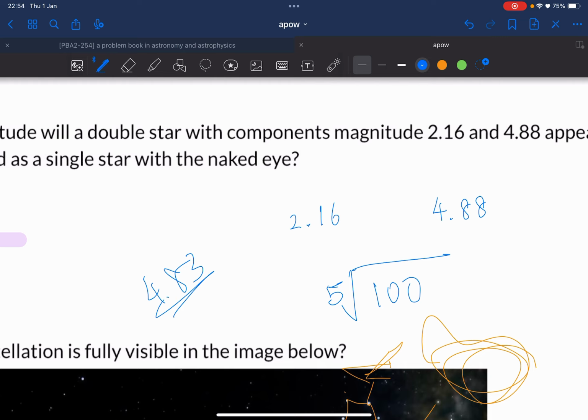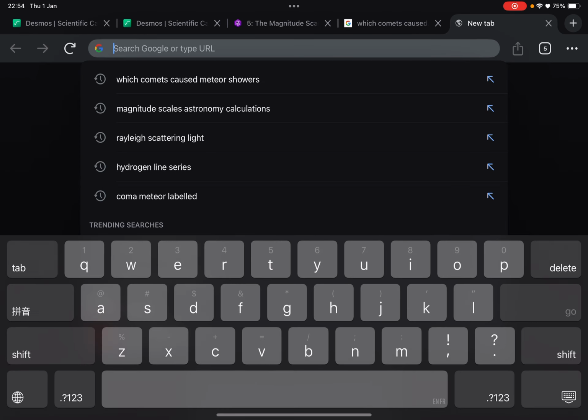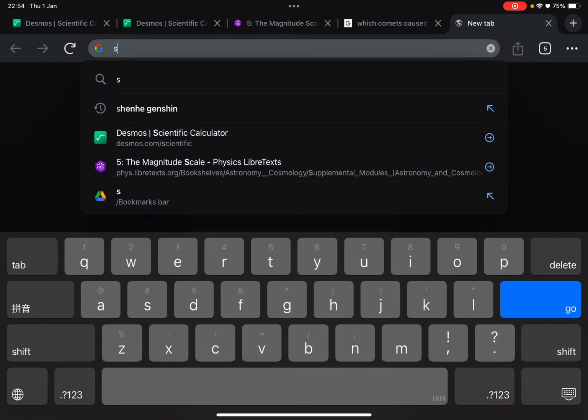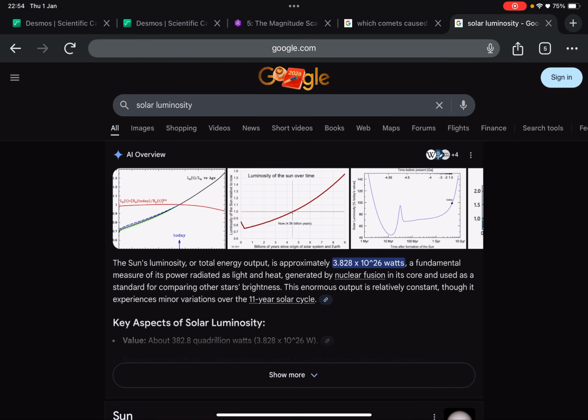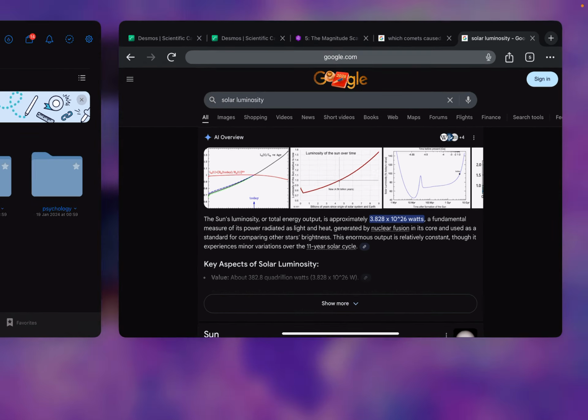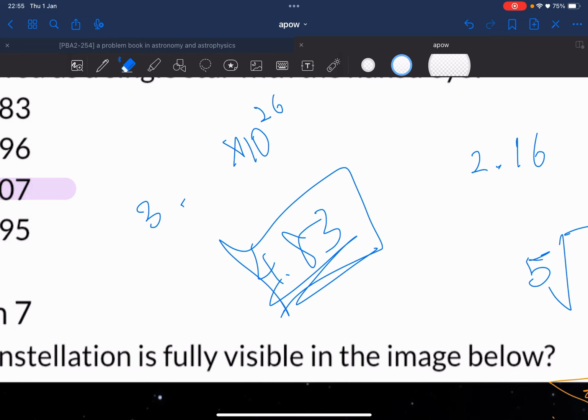4.83, right? That's for the sun. One solar luminosity is 4.83, which is... is this the solar luminosity? Yeah, sure. I don't know why that's a pop-up, but sure. Solar luminosity. Yeah, thank you for telling me it's 1L. No shit, Sherlock. Okay, it's 3828. Oops, 3828. My bad.